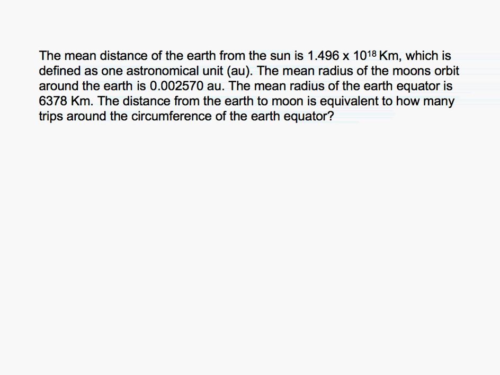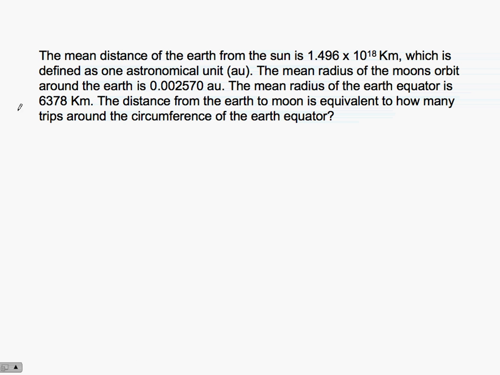Okay, the next problem that we're looking at is the mean distance of the Earth from the Sun is 1.496 times 10 to the 18th kilometers, which is defined as 1 astronomical unit. The mean radius of the Moon's orbit around the Earth is 0.02570 astronomical units. The mean radius of the Earth equator is 6,378 kilometers. The distance from the Earth to the Moon is equivalent to how many trips around the circumference of the Earth equator? So, when looking at this problem, you're immediately struck with a whole bunch of information.